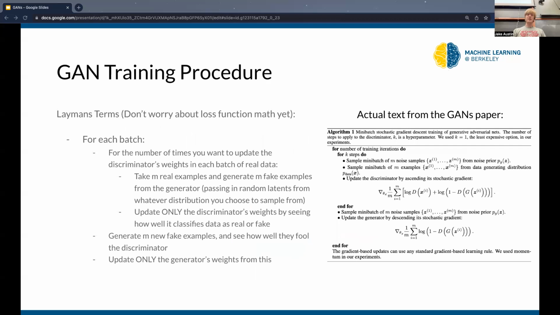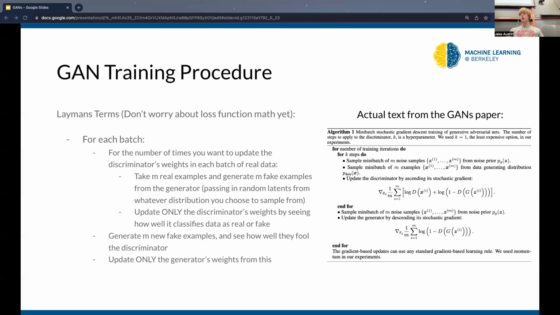So this is sort of layman's terms. Don't worry too much about the math on the right. If you want to go back and look at it later, that's fine. But for now, the thing I want you to care about is that on each batch of real data, for the number of times that you want to update the discriminator's weights for this real batch of data, we're going to take all of our real data, and we're going to also generate some fake data. Pass that to the discriminator, and then choose to update just the discriminator's weights. And then alternate back and forth between training the generator, the discriminator, the generator, the discriminator, giving them each a turn to improve before going back and forth.